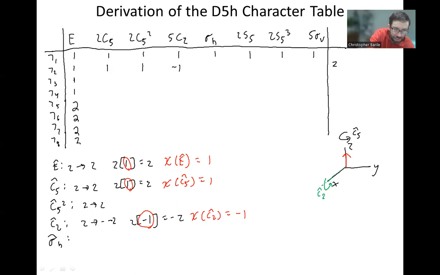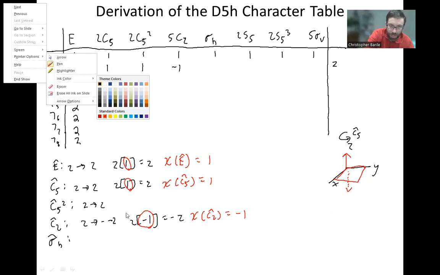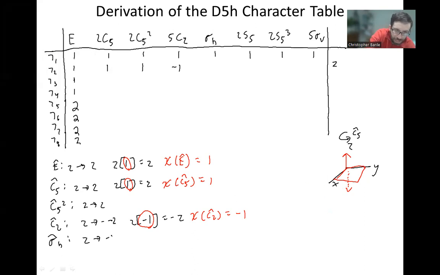What about the sigma h? That's the next one. Well, the sigma h is in the xy plane. Remember, it's horizontal to the principal rotation axis, which is the z-axis. So we have this mirror plane here, and so the z vector is looking at itself in the mirror plane. It's above the mirror plane, so it looks at itself below the mirror plane. So z goes to negative z, and just like before, we get a value of -1 for sigma h.